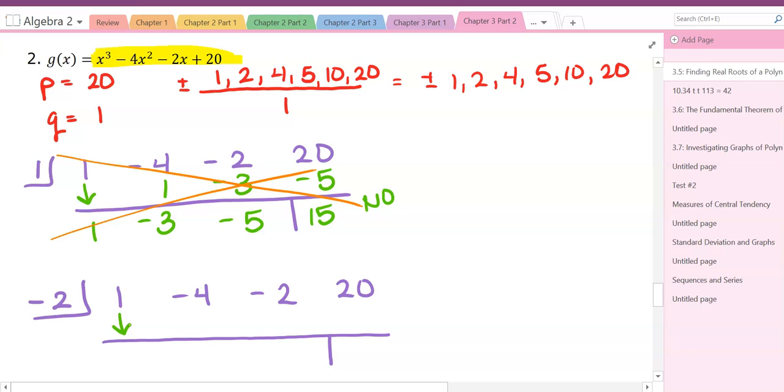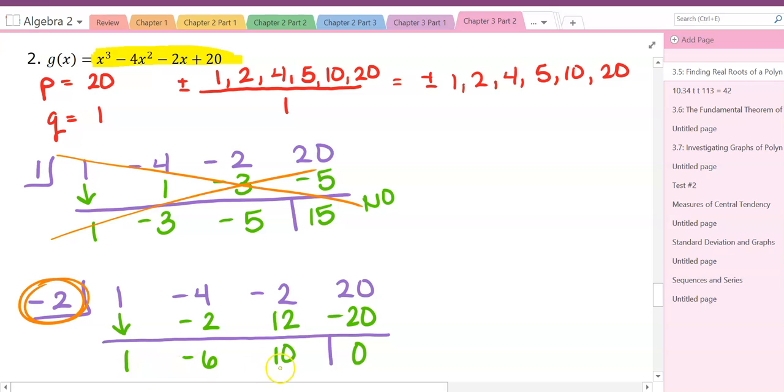Because I know negative 2 works here, I know I'm going to get a 0 for my remainder. I'm doing the same process as what I did before. Okay, so that one worked out for me. That means that negative 2 is good, so I'm going to go ahead and circle it so that I know that's one of my zeros.